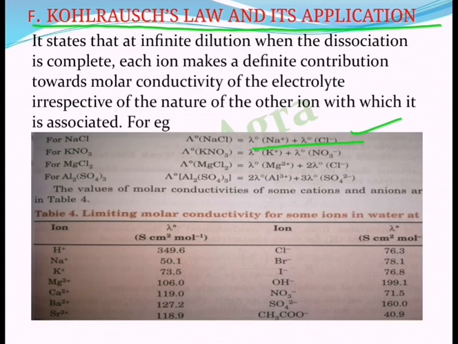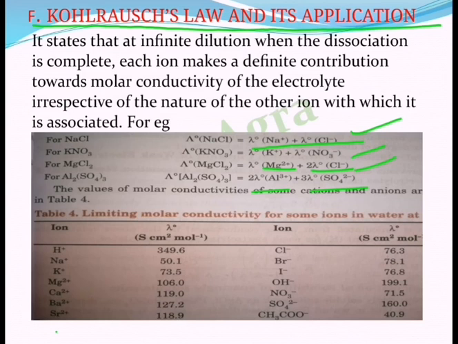Similarly, in the case of KNO3, potassium nitrate, the molar conductivity is equal to the sum of potassium ion and nitrate ion. Magnesium chloride is the sum of the molar conductivity of magnesium ion and twice that of chloride ion. Similarly, in the case of aluminum sulfate, it is twice the molar conductivity of aluminum plus thrice the molar conductivity of sulfate ion, meaning the number of ions produced by the dissociation.